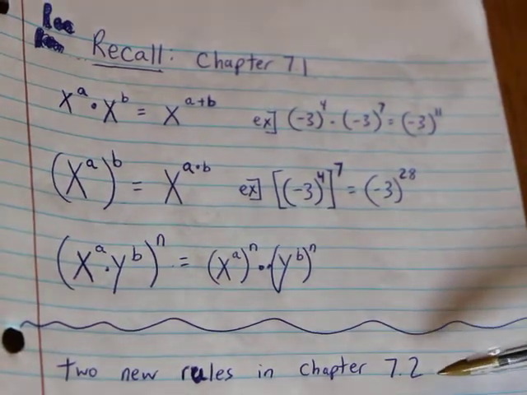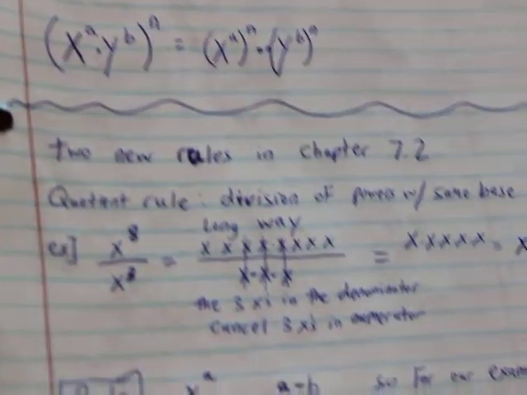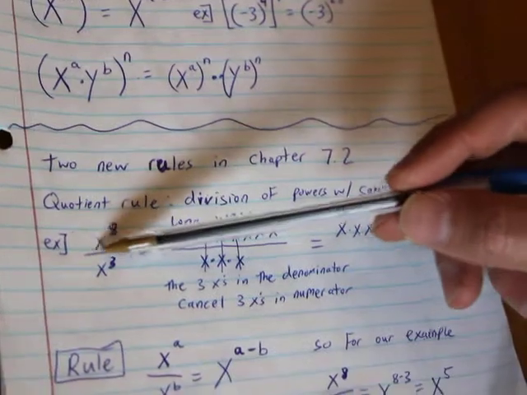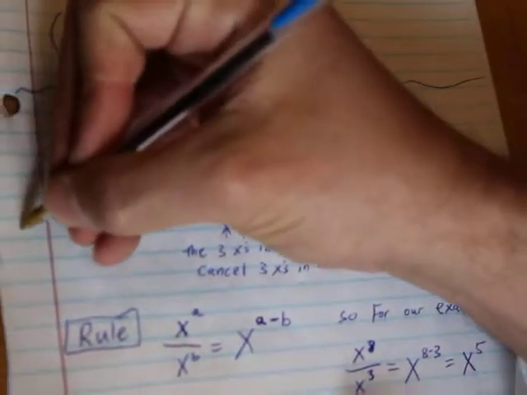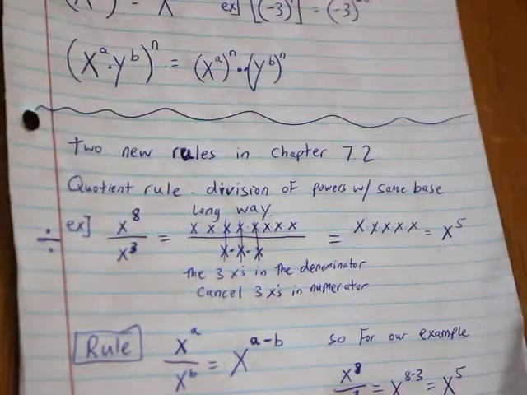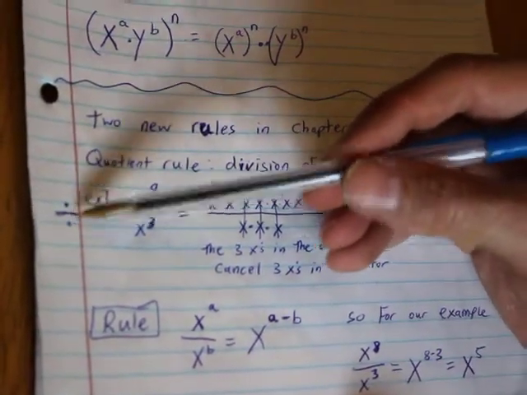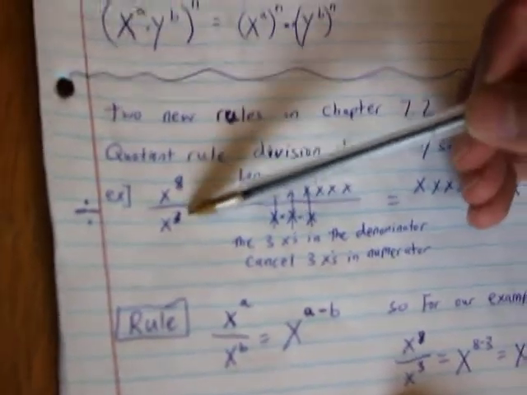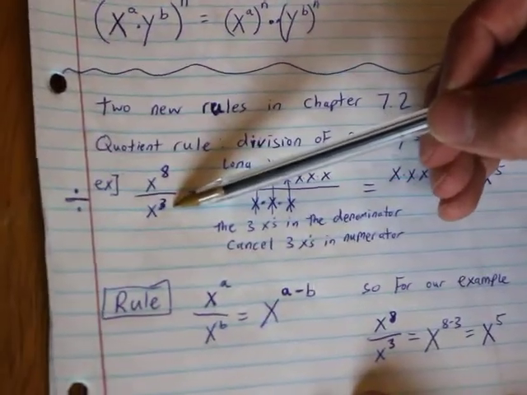So there are going to be 2 new rules in chapter 7.2, and instead of multiplying with the same base, we are now going to be doing a fraction. A fraction means, if you actually draw a line and a dot for the numerator and a dot for the denominator, a fraction means divide. So I'm dividing x to the 8th by x to the 3rd.